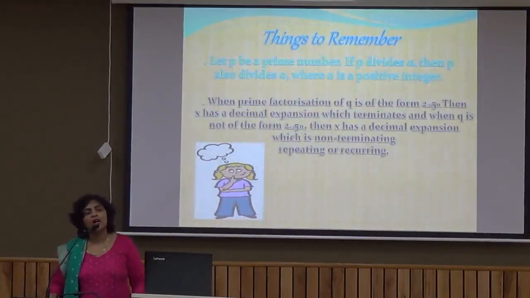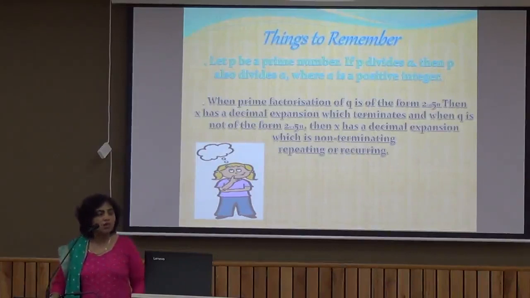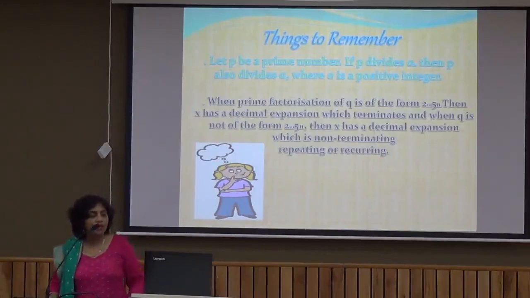Before proving that the square root of prime numbers are irrational, let's see a theorem: let p be a prime number. If p divides a square, then p also divides a, where a is a positive integer. So if we take the prime factorization of q as 2 raised to power m and 5 raised to power n, then x has a decimal expansion which terminates, and if q is not of the form 2 raised to power m and 5 raised to power n, then x has a decimal expansion which is non-terminating, repeating or recurring.